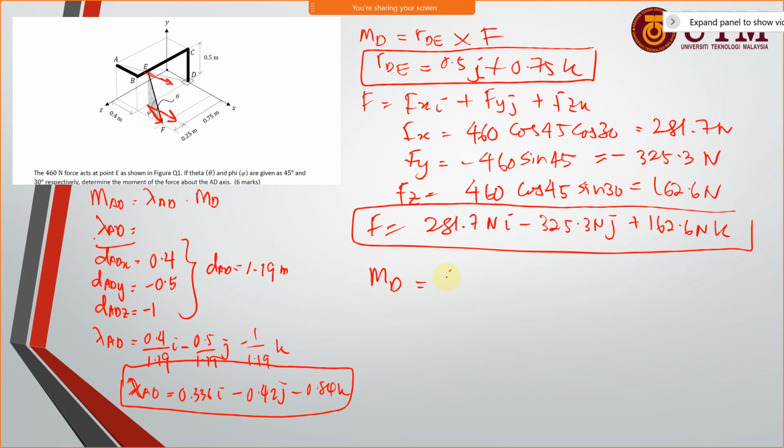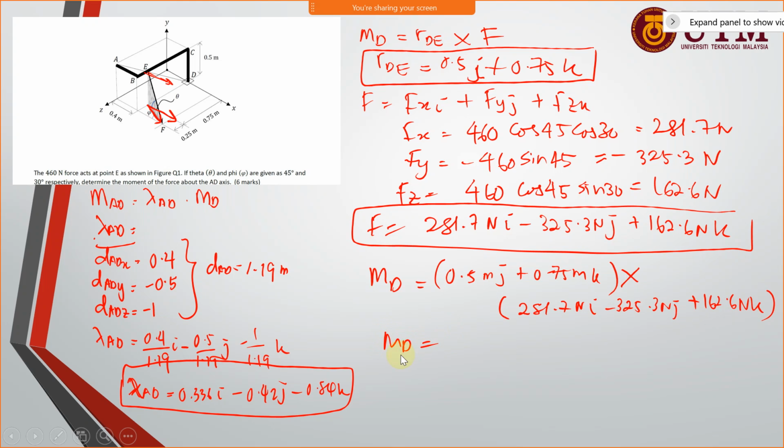MD sama dengan 0.5 meter J tambah 0.75 meter K cross with 281.7 Newton I tolak 325.3 Newton J tambah 162.6 Newton K. So what is our MD? First cross 0.5 cross with I J K.